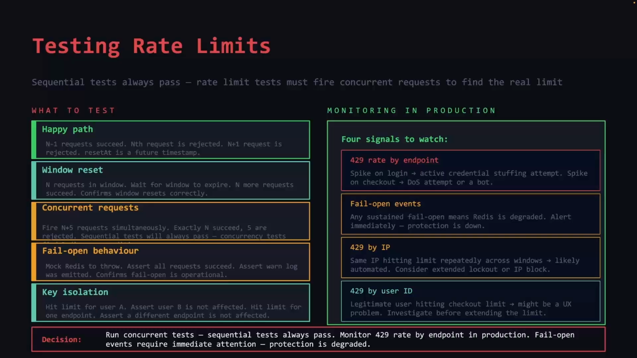In production, monitor four signals. 429 rate by endpoint: a spike on login means active credential stuffing. Fail open events: any sustained fail open means production is down. 429 by IP: the same IP repeatedly hitting limits across windows suggests automation. And 429 by user ID: a legitimate user hitting checkout limits may indicate a UX problem worth investigating.